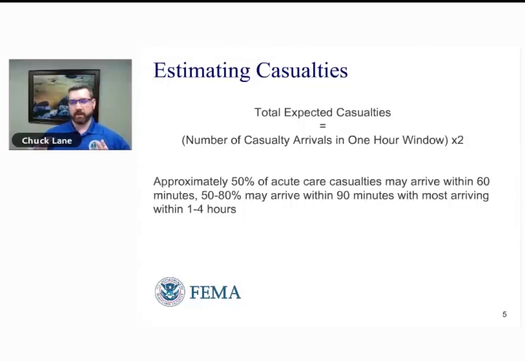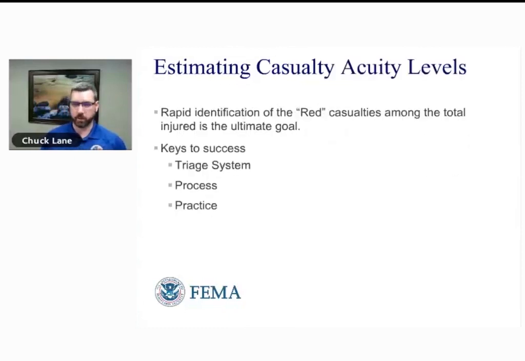And then think about that with your staffing ratios. So if it is 3 a.m. in the middle of the night and this happens, you're probably going to have fewer patients, but you also have less staff: nurses, physicians, support staff. So those are things to consider as well.